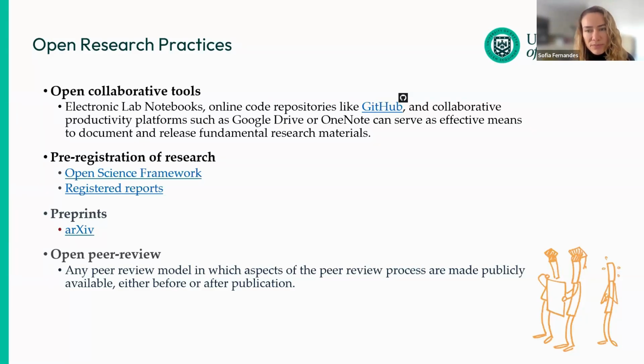Preprints complement peer review and often coincide with open peer review, enhancing transparency and accountability while bringing research to the public more promptly. Open peer review has many different definitions. It is in general a catch-all term used to describe any peer review model in which aspects of the peer review process are made publicly available, either before or after publication. For example, open peer review models may include publishing peer review content, open commenting from the wider community, and or open discussion between authors, editors, and reviewers.